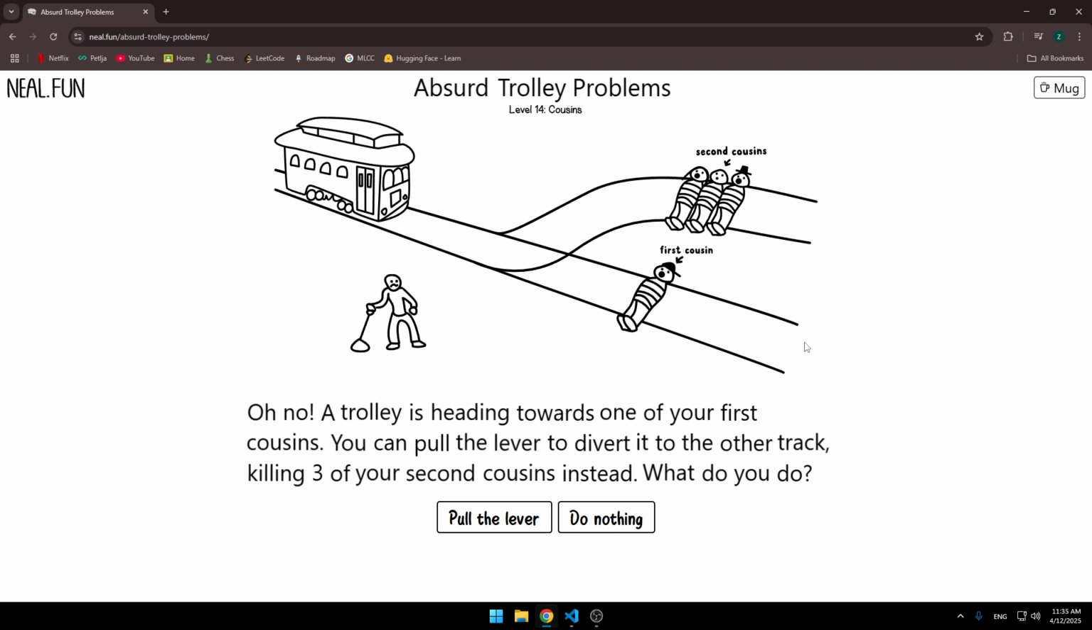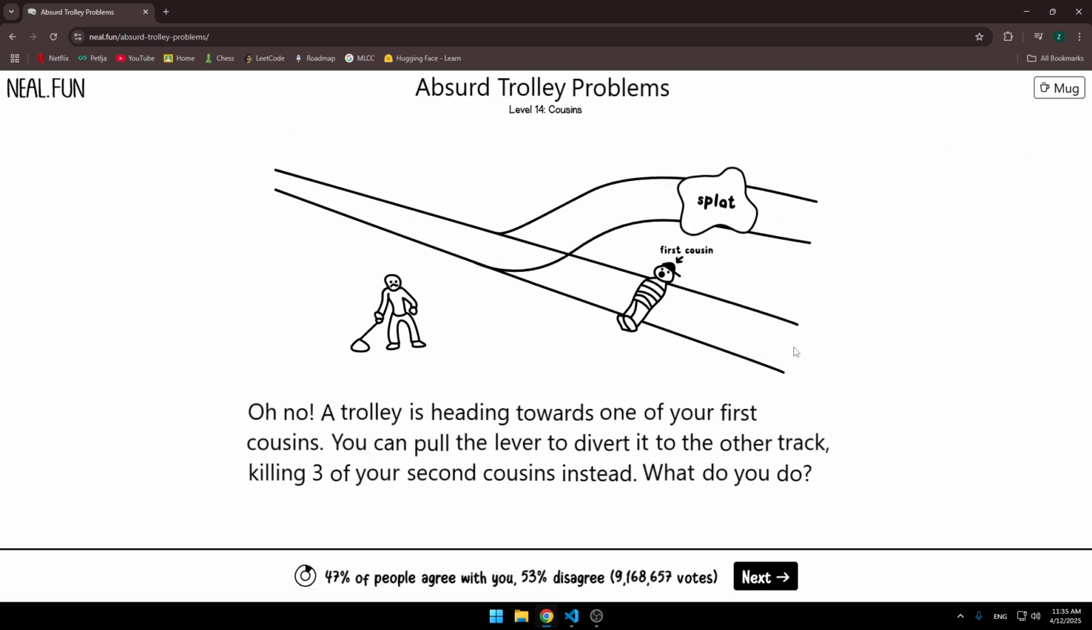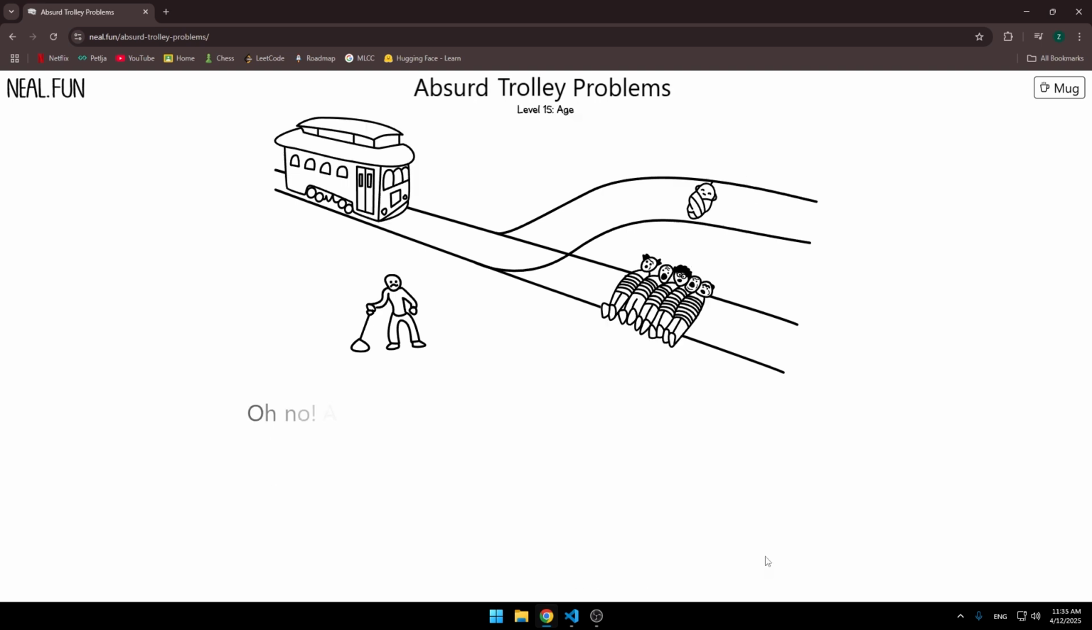I think it got confused, because I think it's going to kill the 3 cousins, right? Oh, let's go. Goodbye, second cousins. Goodbye, second cousins. I do not care about you. Let's go to the next one.